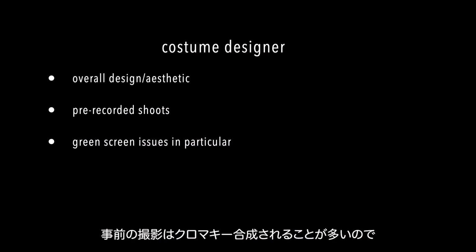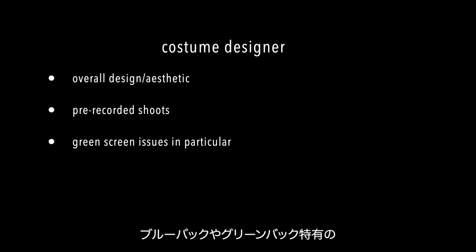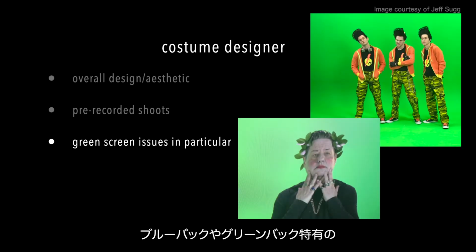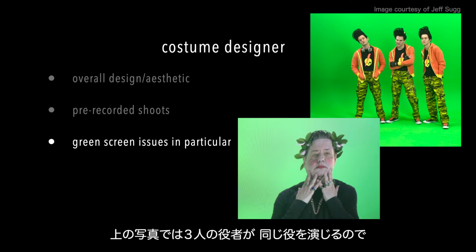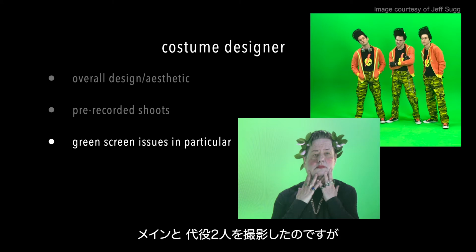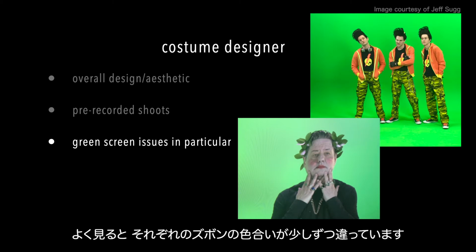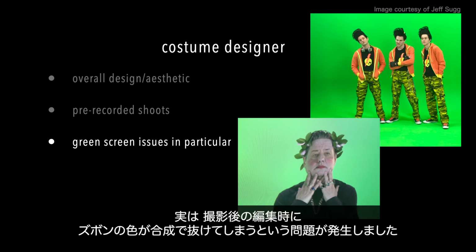And frequently a lot of those shoots are done on green screens, so it's also important to know that with green screens and blue screens even, you're going to run into issues that are specific to that type of technology. So here are 2 images of costume issues that were specific to green screens, right? So on the top image, you have these 3 characters that are 3 actors all performing the same role. So we were shooting the understudies at the same time as we were shooting the main actor. But you'll see the camo in their pants is all various shades of green. So those become a real problem when you're trying to key them out in post-production.